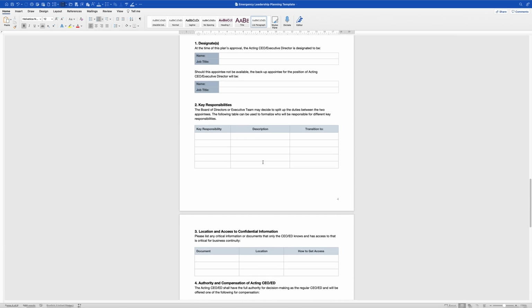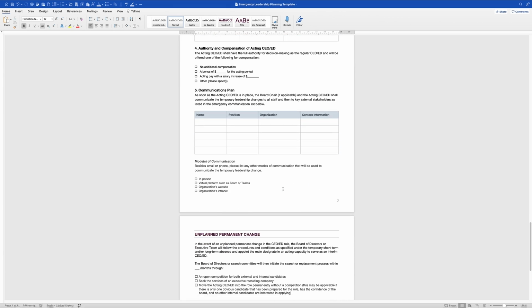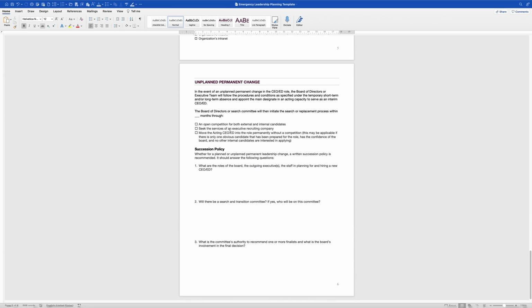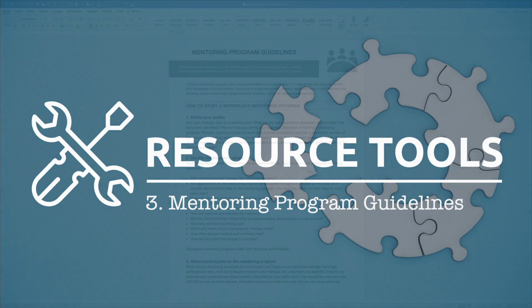There are slight variations to the 3 kinds of absences. For unplanned temporary long-term absences, your organization should also consider whether recruitment to the temporary position left vacant by the acting CEO or ED is necessary. For an unplanned permanent change, your organization should decide how the search and replacement process will be conducted.